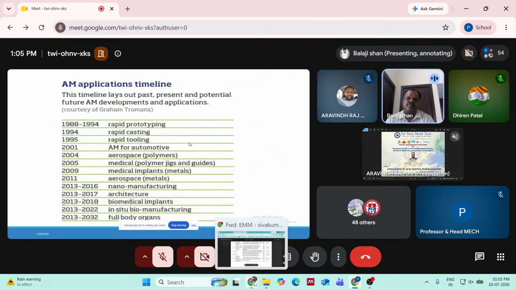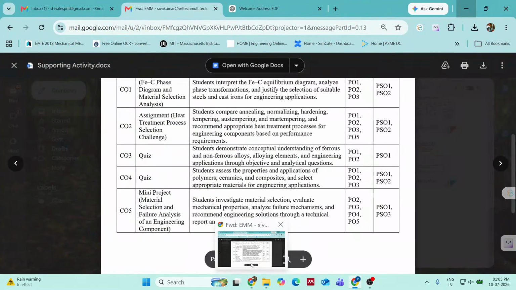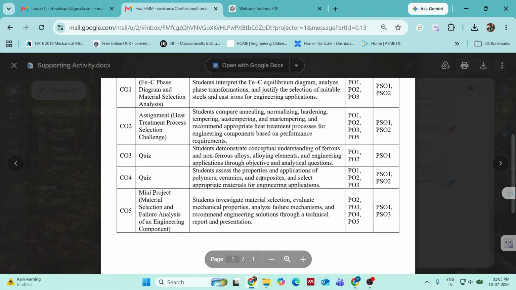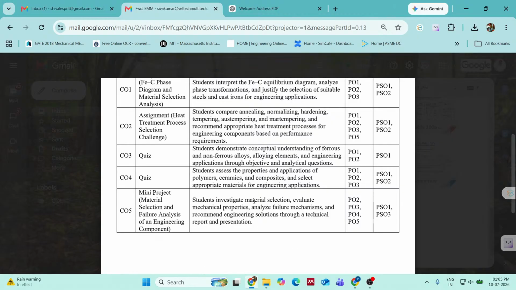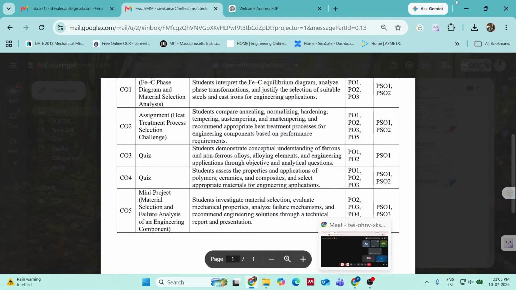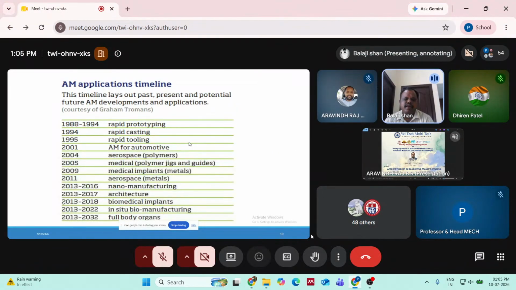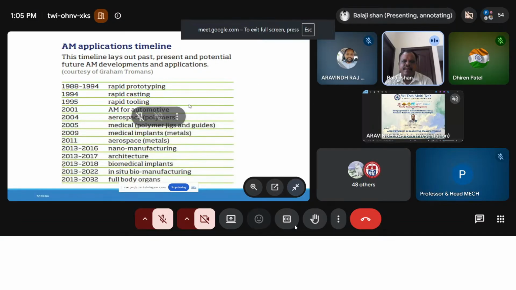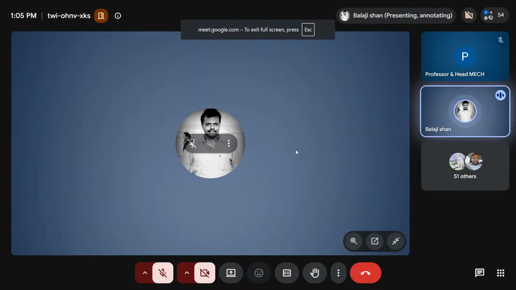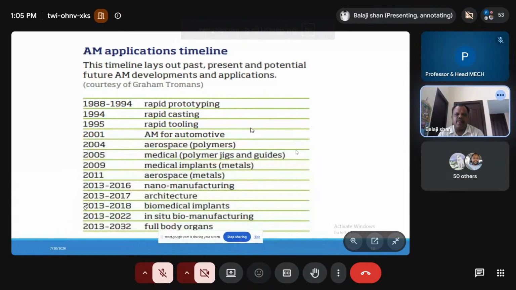So this is the additive manufacturing applications timeline, from 1988 to 2032. From 1988 to 1994, generally we used rapid prototyping. Then we advanced to the rapid casting process. In 1995, it came to rapid tooling, and from 2001 onwards they use additive manufacturing for automotive applications, that is, interior and exterior lightweight applications.